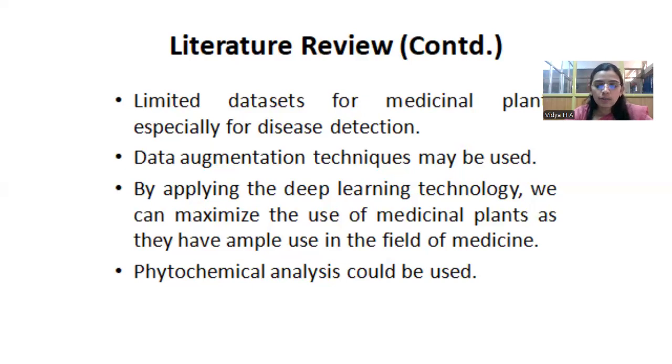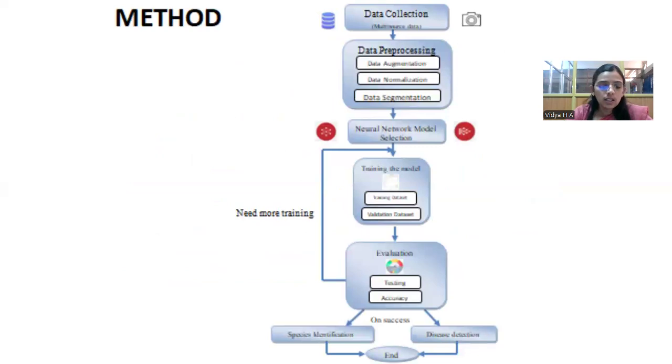Beyond deep learning techniques, phytochemical analysis could be used to get accurate results, but it takes more time and it takes more effort to implement. So next slide gives the method that we use in our article for the process of species identification and disease detection. The figure outlines the workflow for utilizing machine learning and deep learning methods or techniques in identifying species and detecting diseases in medicinal plants.